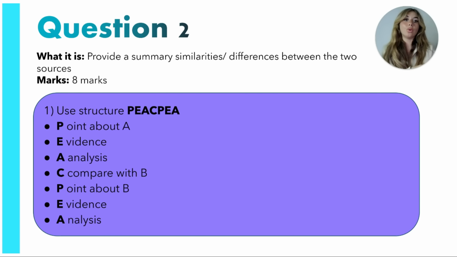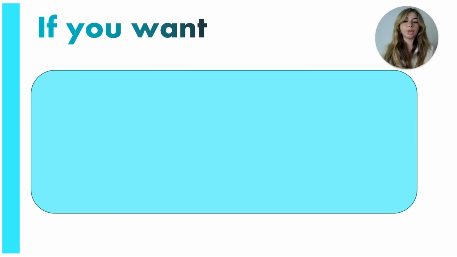And then the A is for analysis. Again, saying what the quote suggests, shows, and tell me why. So you want to do about 2 to 3 of those comparative paragraphs using Peak P, depending on timing and how quickly you can write, but that is a full structure for you.